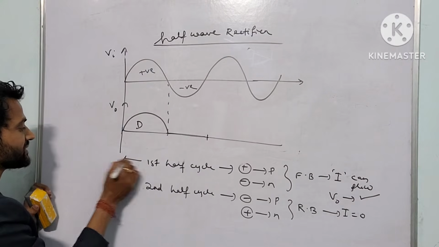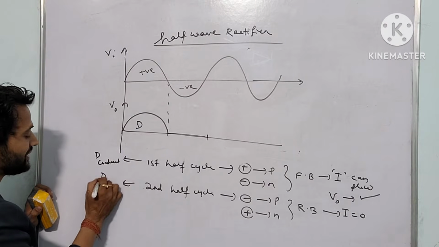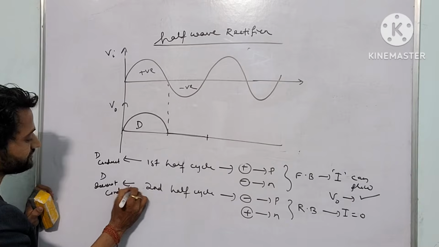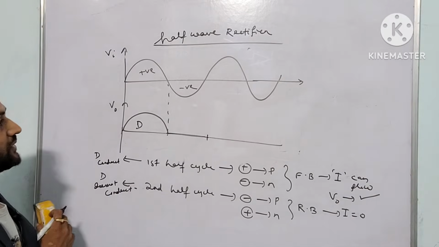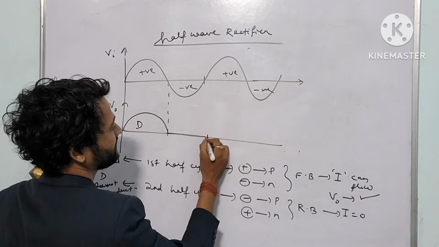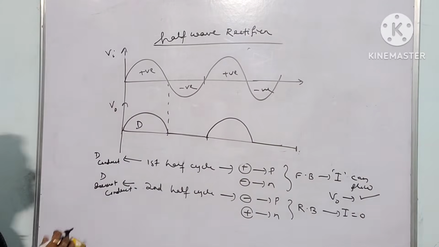Is it clear? In the positive half cycle the diode conducts, you can write that down. In the negative half cycle the diode does not conduct. Okay, it is clear. Similarly, this is the positive half cycle, this is the negative half cycle. In the positive half cycle it conducts, in the negative it does not conduct, right?